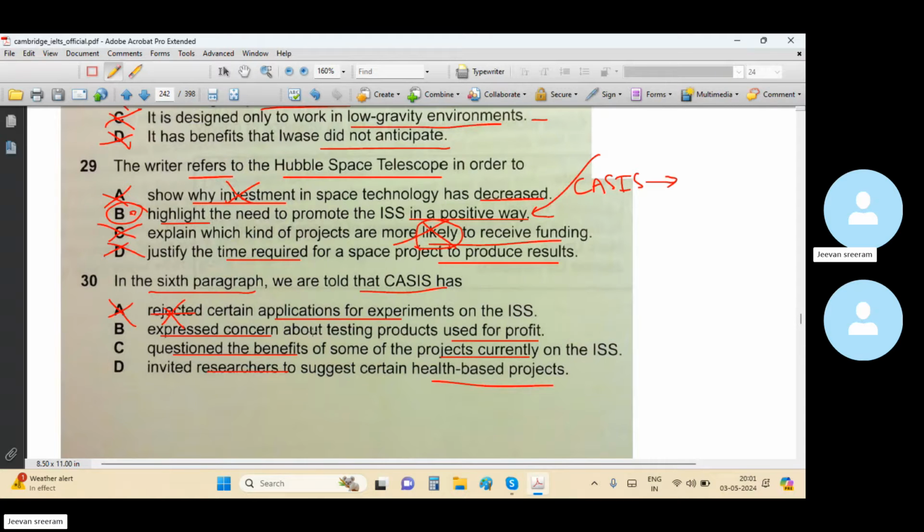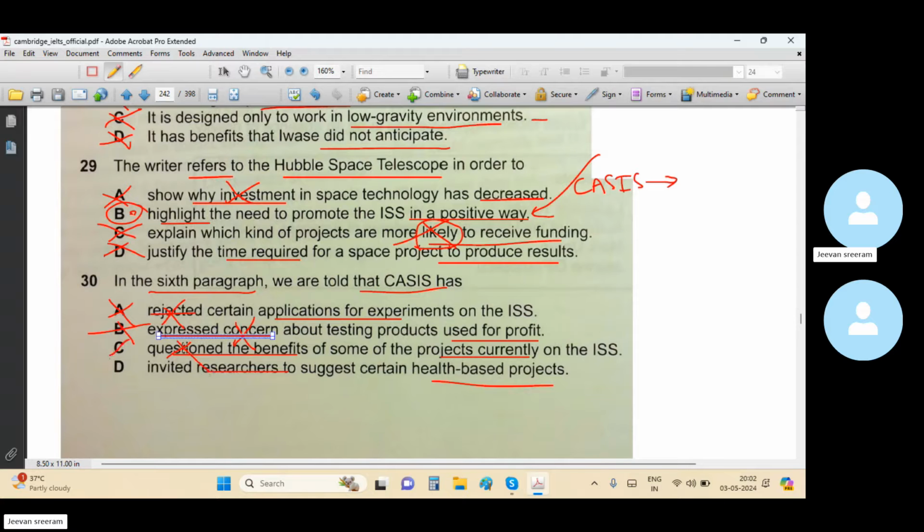Second one: expressed concern about testing products used for profit. There is no mention of CASIS expressing concerns regarding profit-based testing. Concerns are there, but not regarding profit-based testing. Instead, it suggests CASIS supports using the ISS for developing commercial applications, commercial projects, which can bring market value, some profits, some money, tangible benefits. So it's not about concern. The word concern is actually enough to eliminate this option.